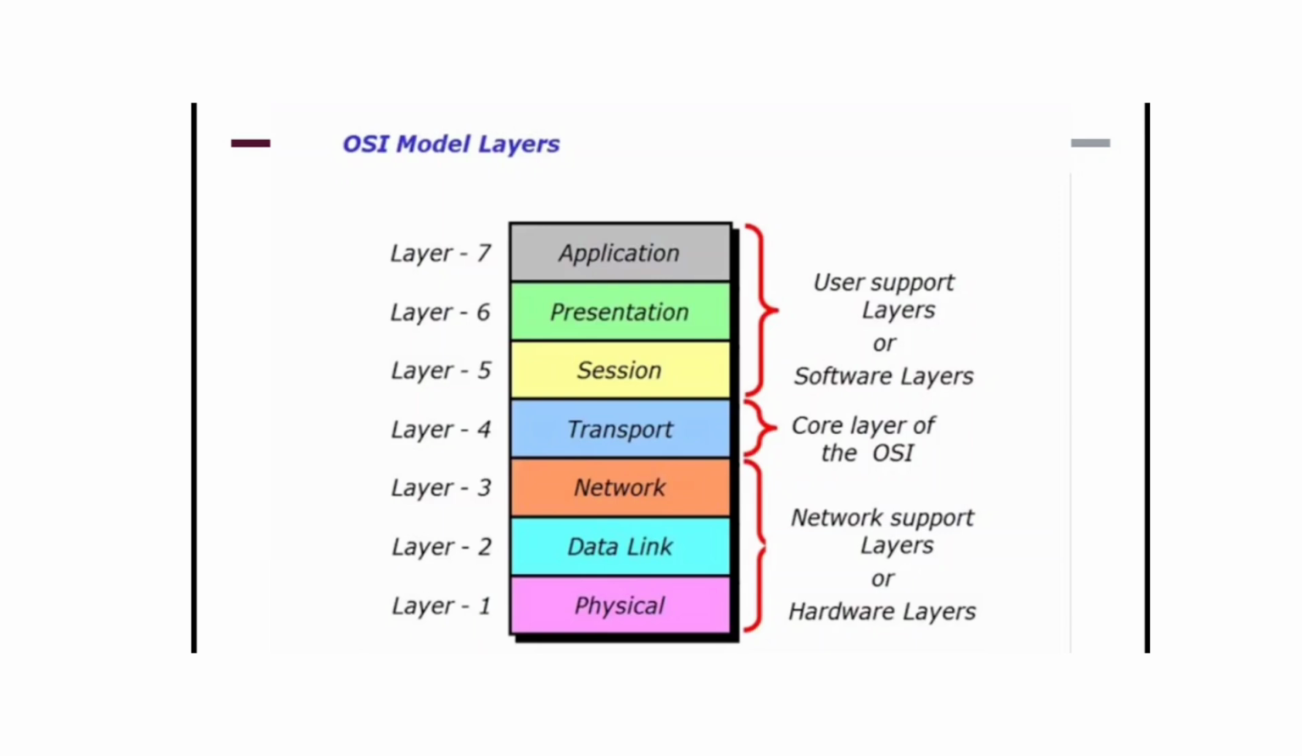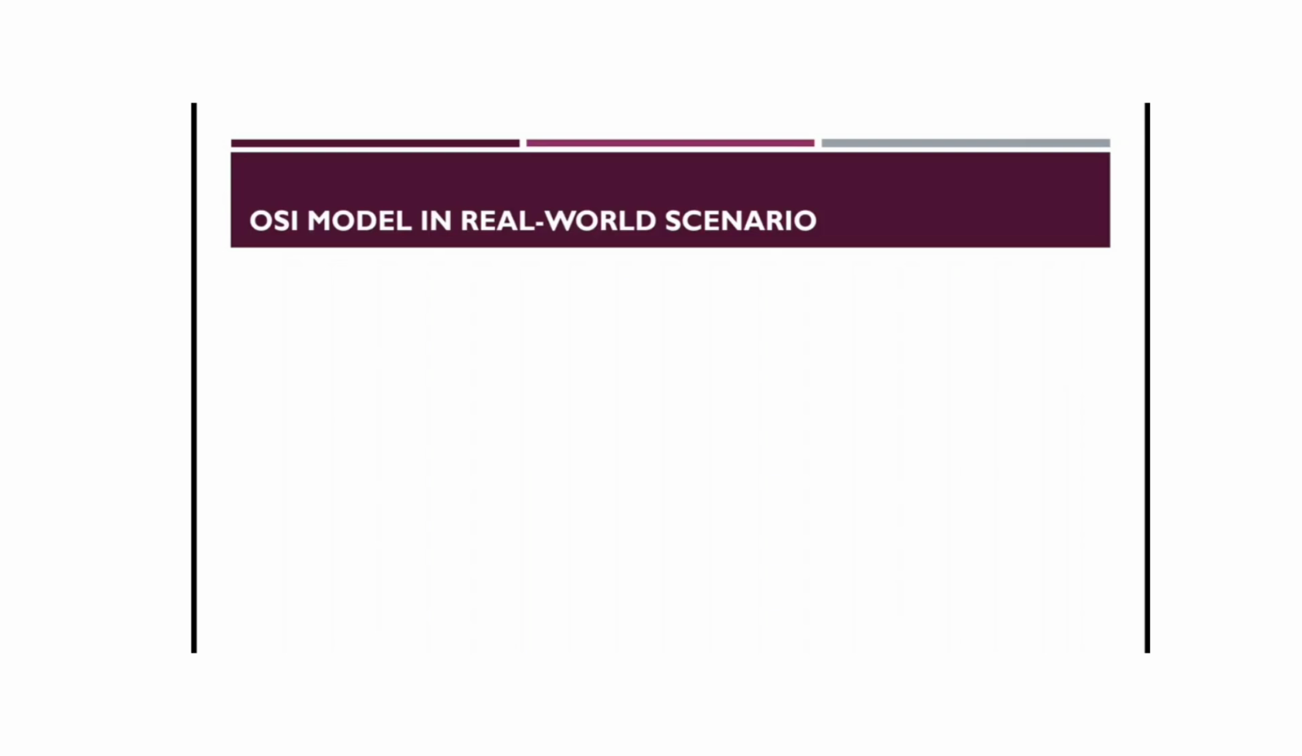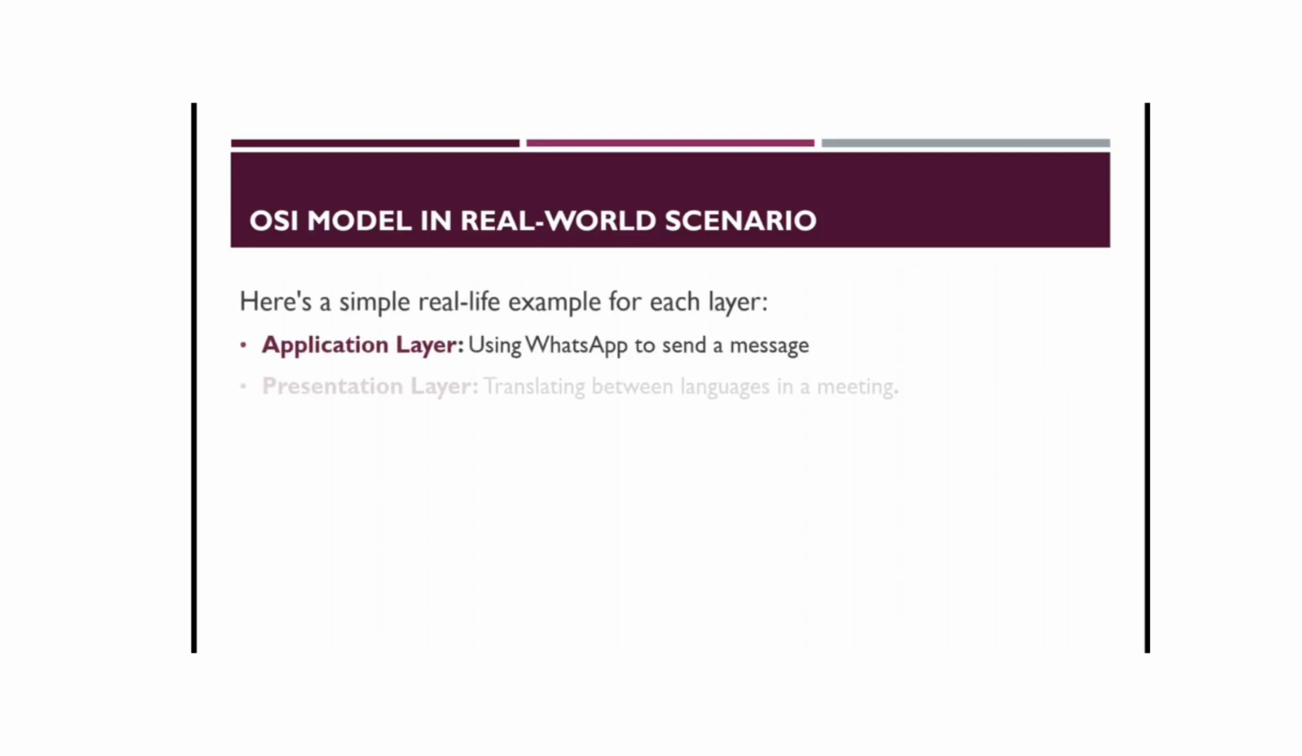As you can see in the image, the first three layers are software layers, and the last three layers are hardware layers, and the transport layer is the core layer of the OSI model. You can refer to this image. These are some examples in real world scenarios.